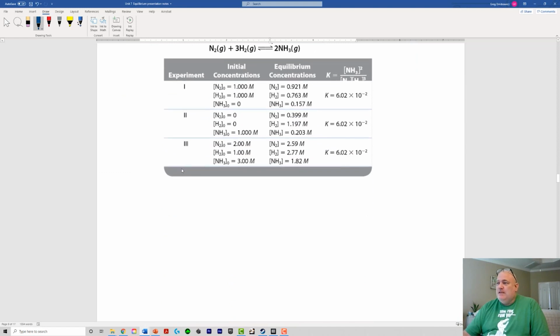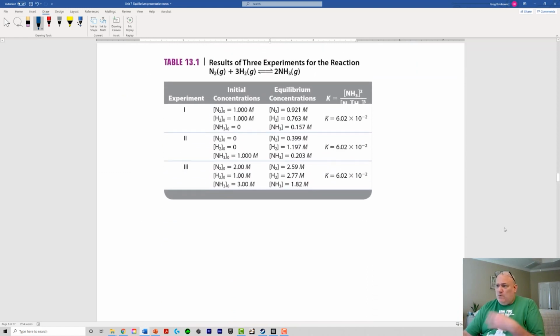Now, before I go any farther, one of the things that's kind of weird is that we look at problems and we're like, well, how in the world can the K value be the same if I start with a whole bunch of different values? And I want to point this out in these three experiment runs with this one single equation. So if you note here, we have N2 and H2, and if we set up our problem here, I always like to write my equation.